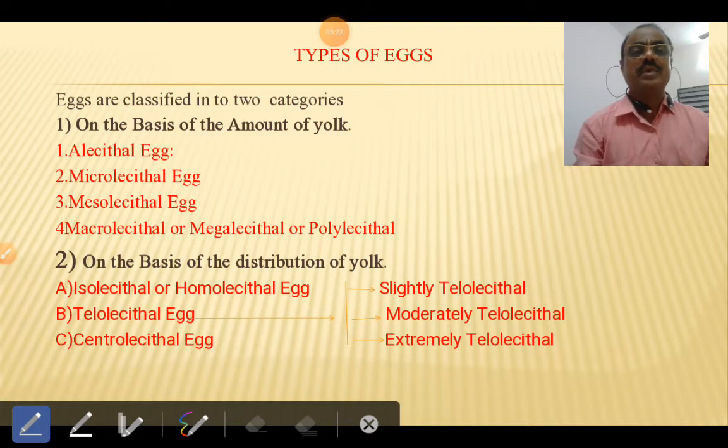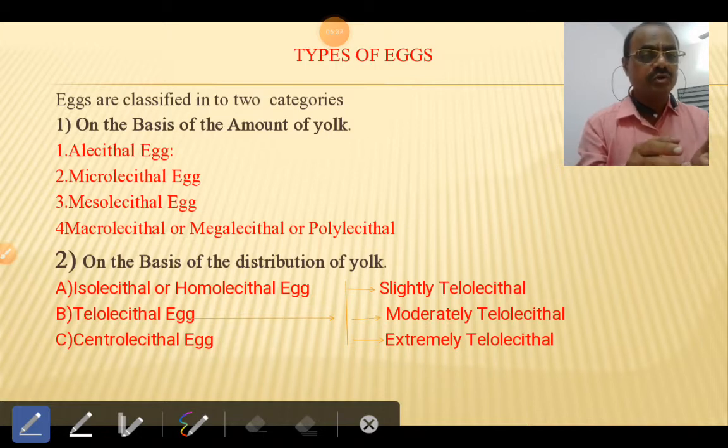The second type of classification depends on the distribution of yolk. Whatever yolk is present inside the egg, how it is distributed.